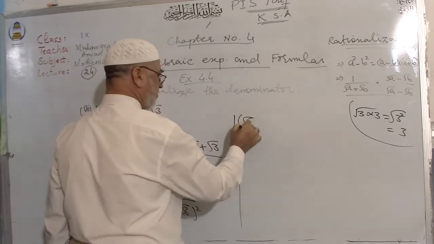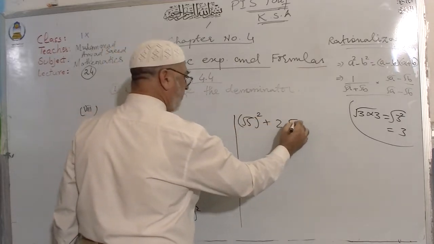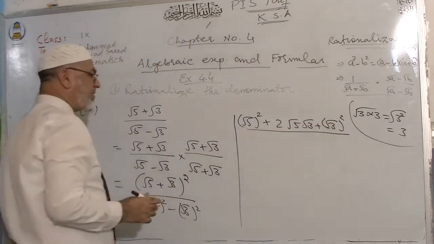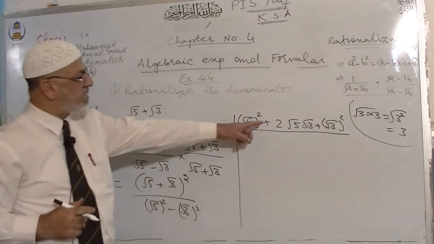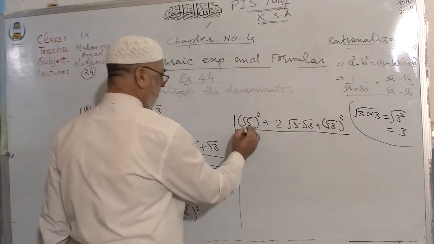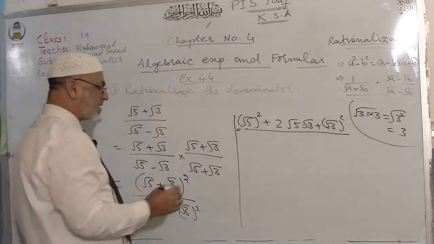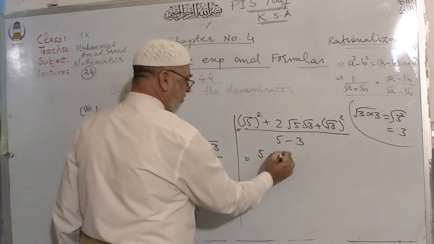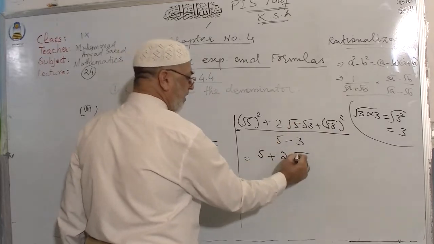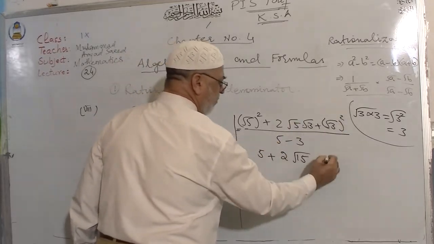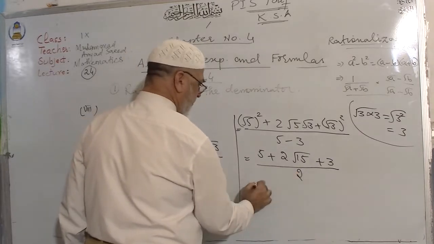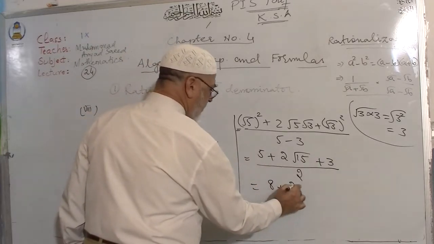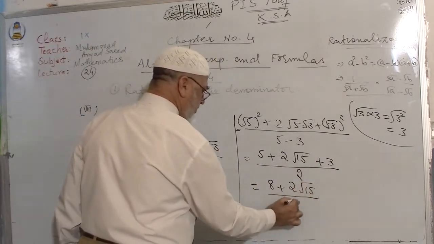First square plus 2 into first into second plus second square, divided by, this is the formula a square plus 2ab plus b square, and divided by 2, the square root cancelled out, 5 minus 3. The squares cancelled out, 5 plus 2 into root 5 into root 3 is root 15, and the square root cancelled out, here is 2. Dear students, we have 5 plus 3 is 8 plus 2 root 15 over 2.